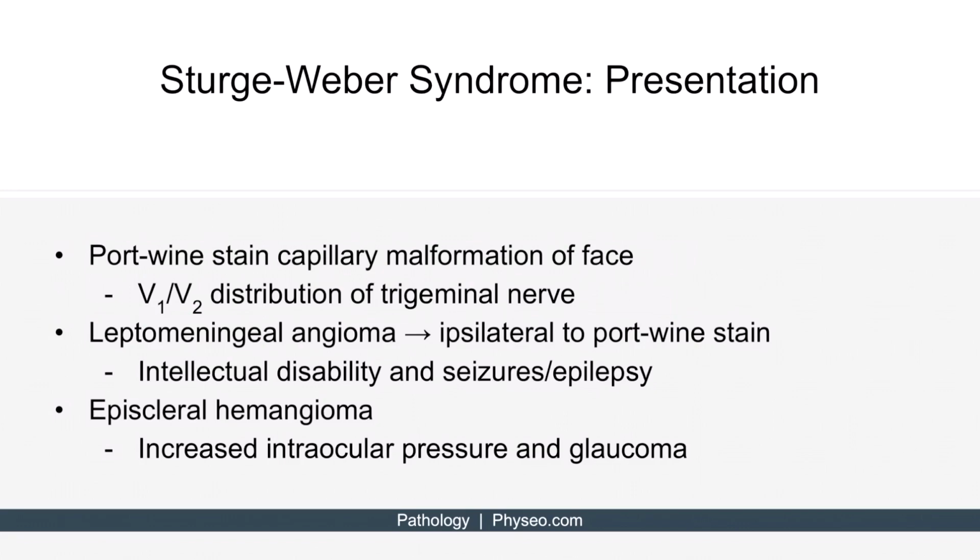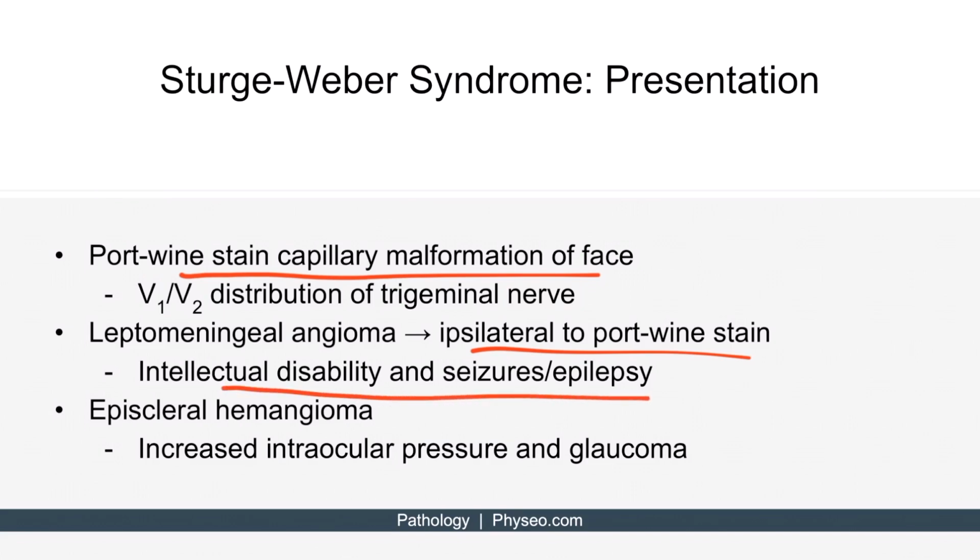All right, now let's talk about the presentation. The most notable feature of Sturge-Weber syndrome is a port wine stain capillary malformation of the face. This characteristically presents in a V1 to V2 distribution of the trigeminal nerve. Another feature is a leptomeningeal angioma on the same side as the port wine stain. A leptomeningeal angioma is a venous angioma of the leptomeninges, which are the two innermost meningeal layers, the arachnoid and pia mater. This often leads to intellectual disability, seizures, and epilepsy.